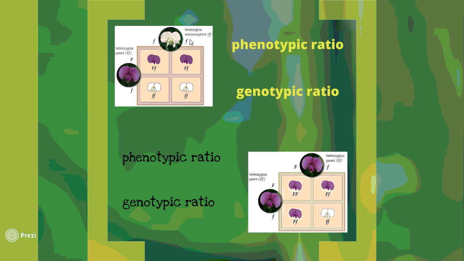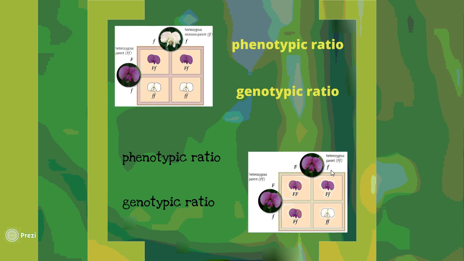So for this one here, if we had a homozygous white flower crossed with a heterozygous here, these two gametes are the only thing the parent can produce, but this parent has two different gametes. So half of the offspring will have the genotype of big F little f and the phenotype of purple, and half of the offspring will have the genotype of little f little f and have the phenotype of white.